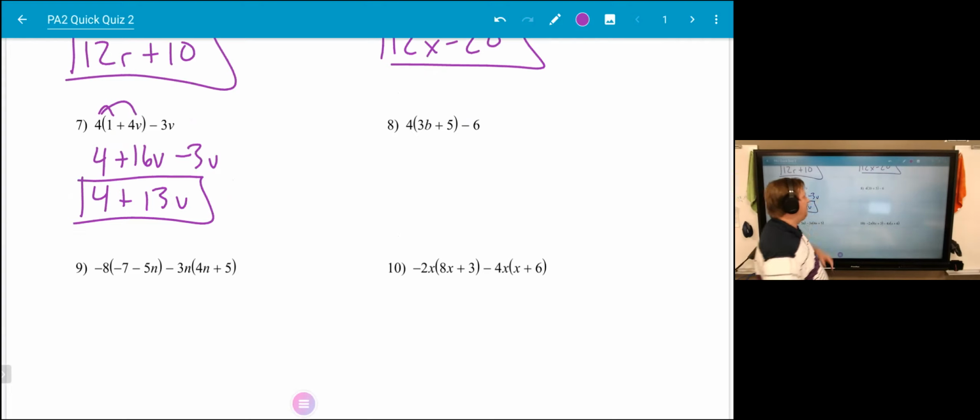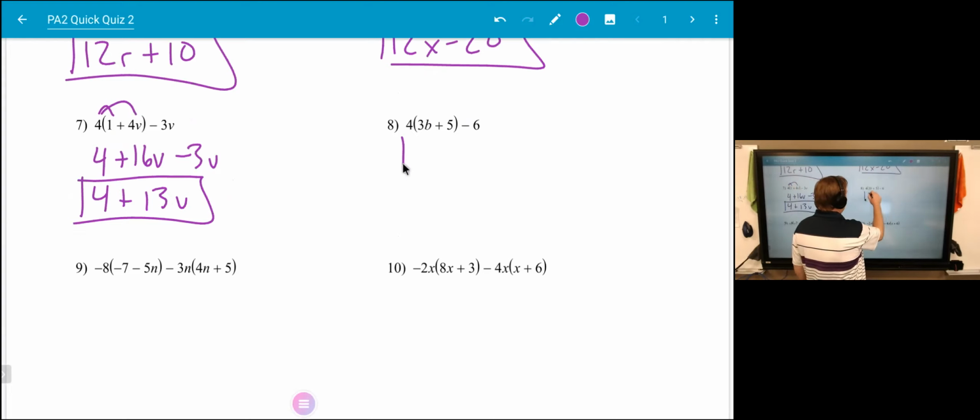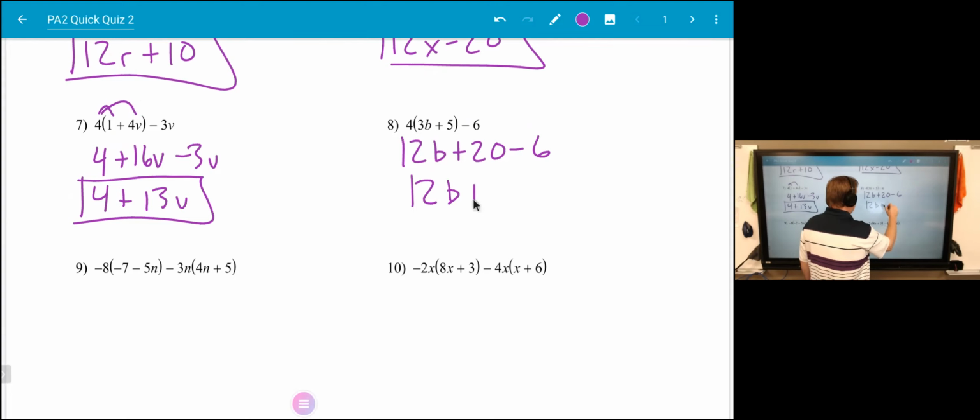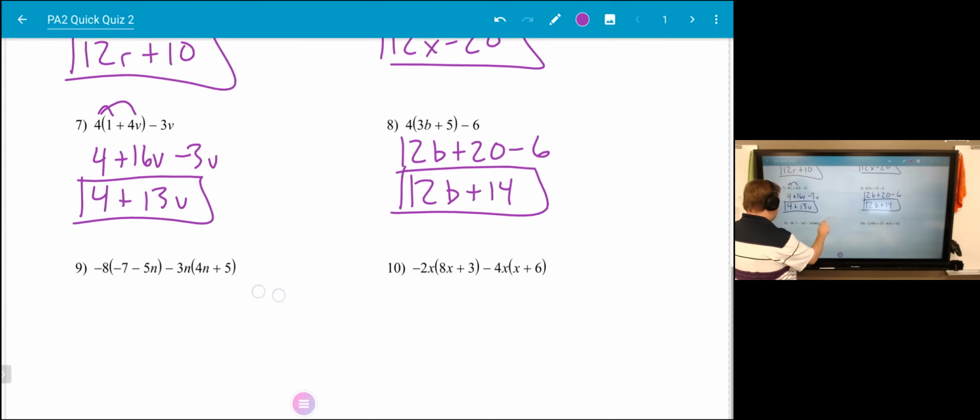Number 8, let's do some more distribution. 4 times 3b is 12b. 4 times positive 5 is 20. Minus 6, combine the things without the variables. 12b plus 14.